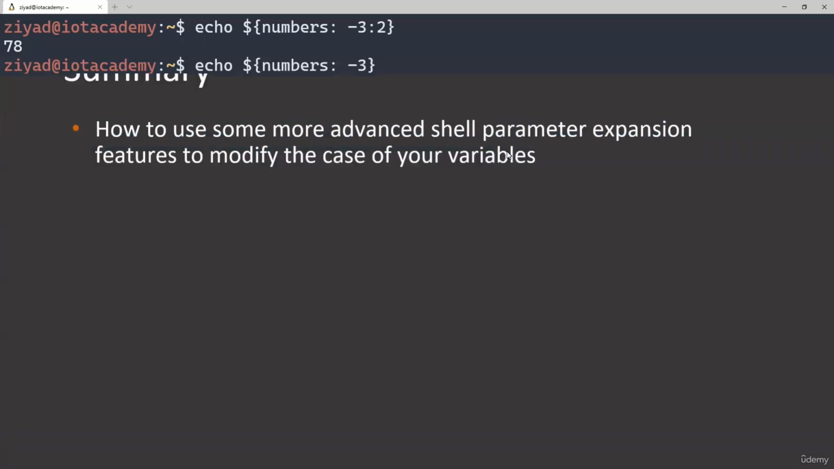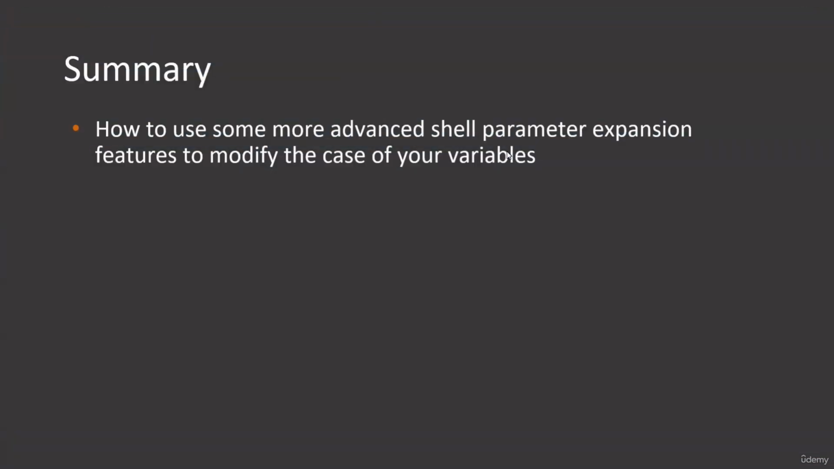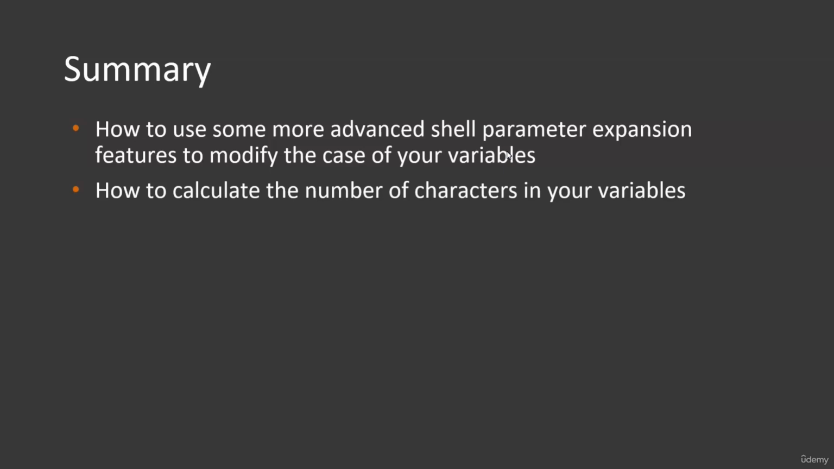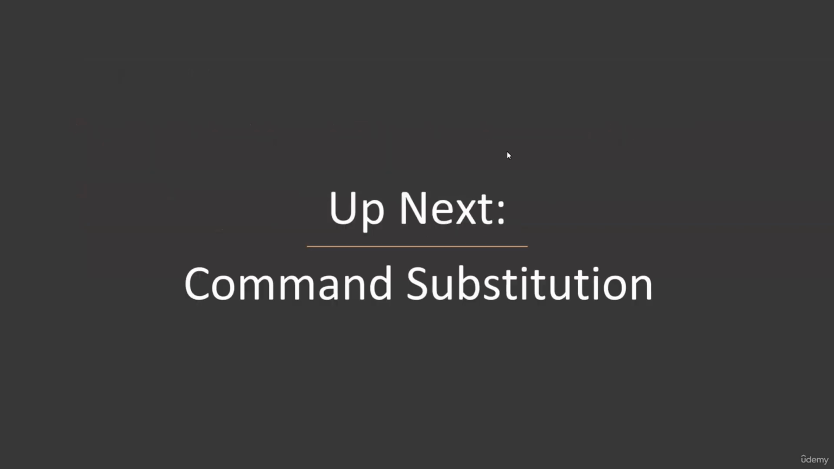So let's have a recap of what we've covered here. In this lecture, you learned how to use some of the more advanced shell parameter expansion features to modify the case of your variables. This is very useful when it comes to formatting and when doing logical comparisons. You've also seen how to calculate the number of characters in your variables, which will come in very useful when we later look at working with indexed arrays. You've also seen how to slice out a certain set of characters that may be more relevant to your purposes, which is definitely a useful tool to have in your pocket when you need it.